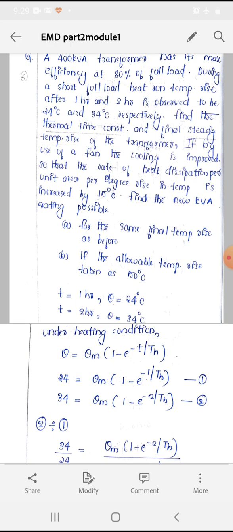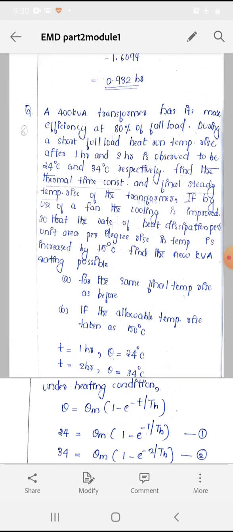First one, for the same final temperature rise as before. Second one, if the allowable temperature rise is taken as 50 degrees Celsius. So in this question additionally we need to find the new kVA rating also. The rest is the same as what we found in the heating time constant and heating equations. In addition to it we need to find the new kVA rating also. For that they have given the maximum efficiency of the transformer at 80% full load condition also.